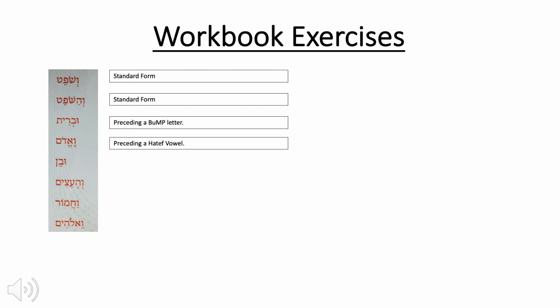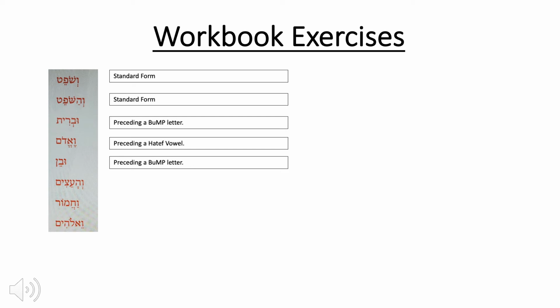Why do we have shurik before ven? This is because we have a bait starting our word ben, or in this case, ven, here in our example of a conjunctive or disjunctive, and or but, the vav plus the shva, being affixed to a word that starts with a bump letter, which is what bait is. So it becomes shurik.